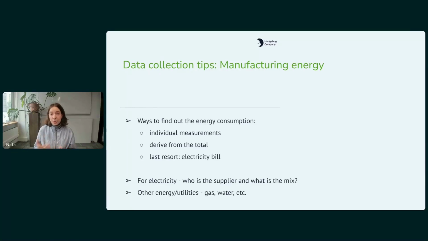Maybe you just plug in your machinery into the grid, and then we model the electricity consumption using standard database references. But maybe you have a contract with a greener electricity supplier, and then we can model that as well. Other utilities, apart from electricity, are also very important, such as the consumption of natural gas or water, etc. So we also like to understand how much of that is consumed per functional unit manufactured.